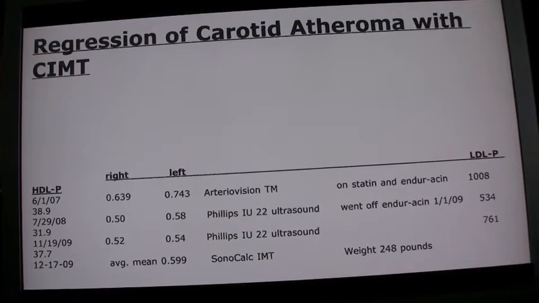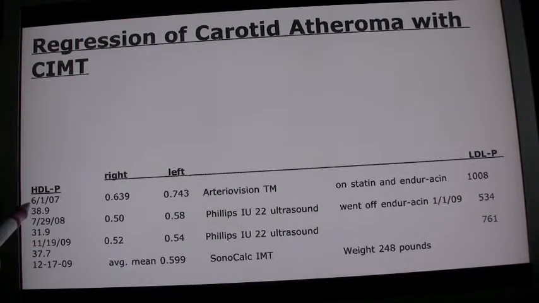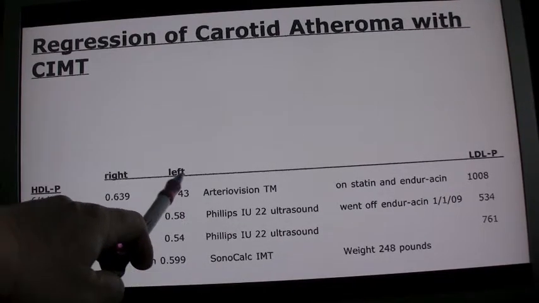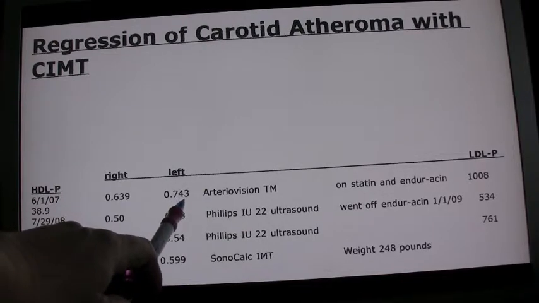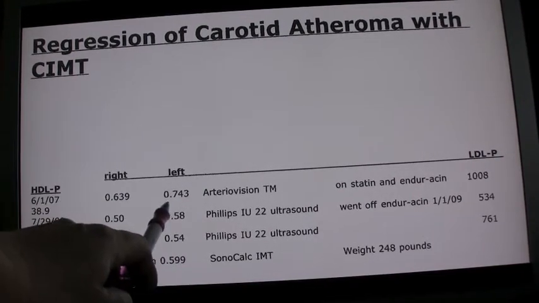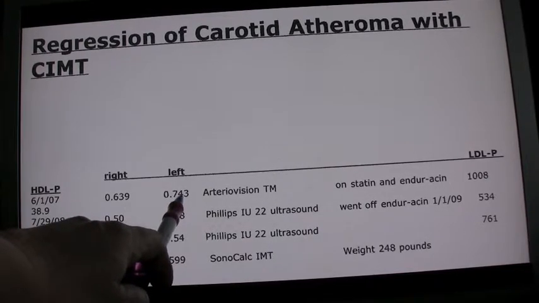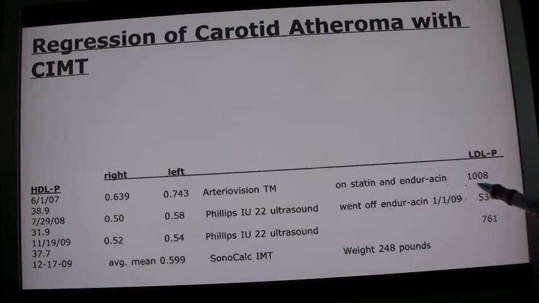As I said, I've had 4 of these CIMTs. The first one was at a lipidology conference in June 2007. To my surprise, I had the thickness in the carotid artery of a 55-year-old, or 56, that's how old I was then, but my right was a 33-year-old. So they told me we use the older one. I was on statins and Endur-acin, which is niacin. My LDLP was 1008 that time.